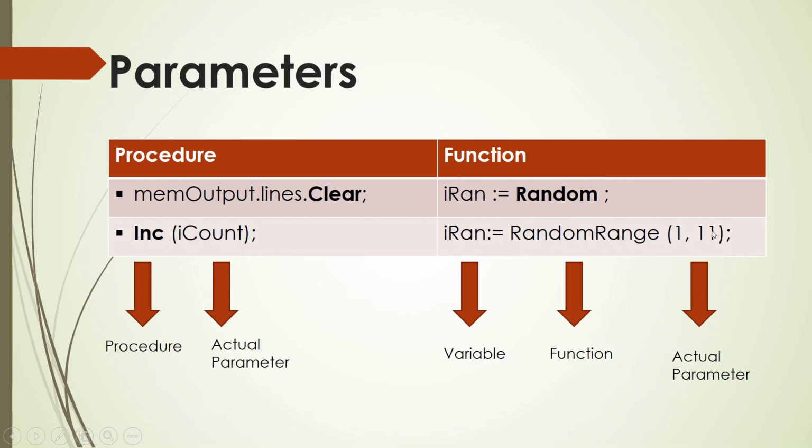So this is my actual parameter being brought into my function random range. And random range, because it's a function, is going to return the one generated random number between 1 and 10, both inclusive. And it's going to store it in a variable called iRand to store the random number.